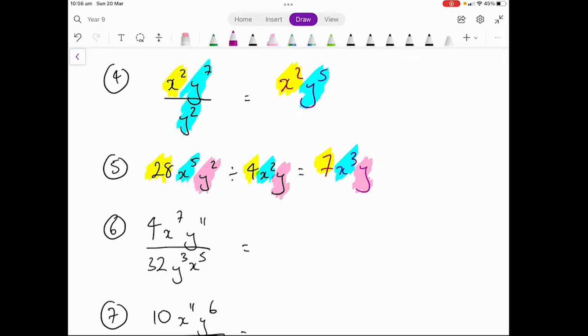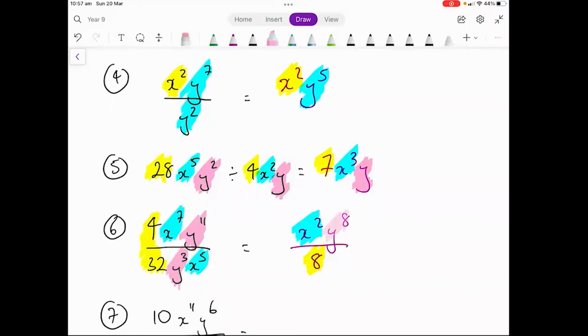Question 6, very similar to question 5. This time it's 4 over 32. You simplify the fraction 4 over 32. You can either put that in your calculator or you can just simplify it. That gives you 1 over 8 as the numbers. And then you deal with your x's. So that's 7 take away 5 for the powers. That gives you x to the power of 2. And then you deal with the y's. 11 take away 3 for the y's. That gives you y to the power of 8. We don't need to write 1 for the numerator because in algebra you don't need to write 1.